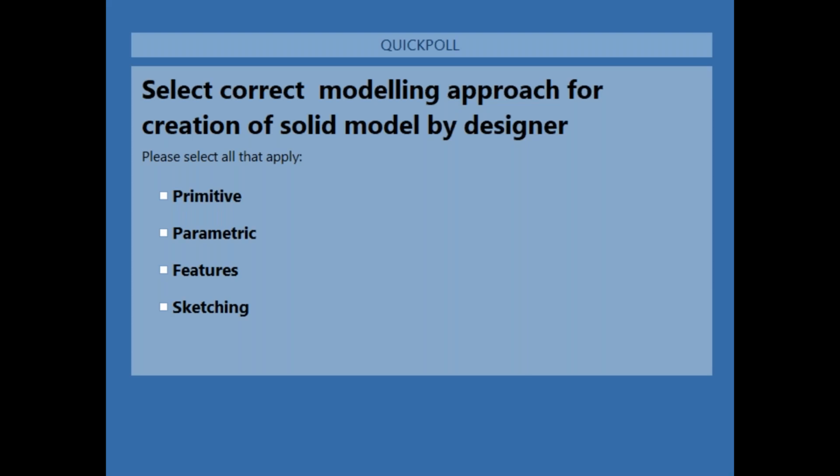If you saw the screen properly, you would be able to know the correct answer for this question: what is the modeling approach used in CAD CAM? Most of you wrote primitive is an approach, feature is an approach, sketching is an approach. But remember, though all these are correct, we already saw that the parametric approach is also one approach that is used by a few of the software.